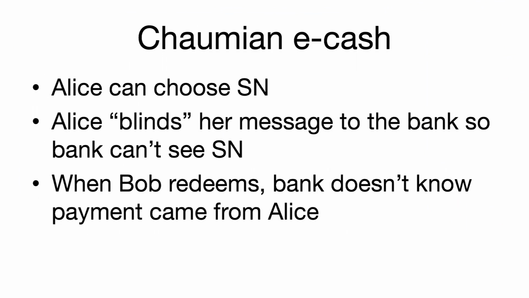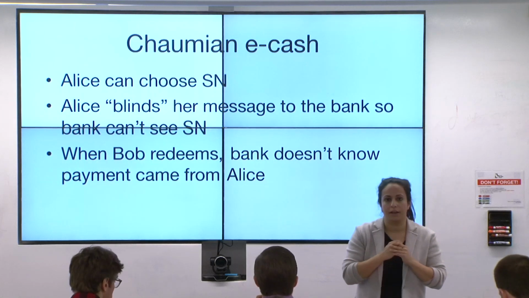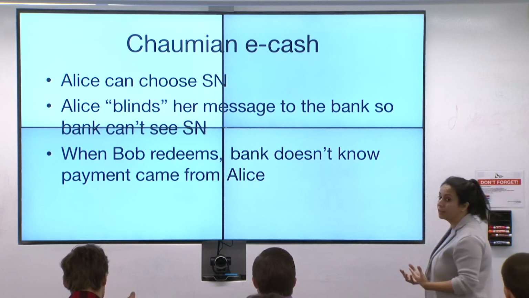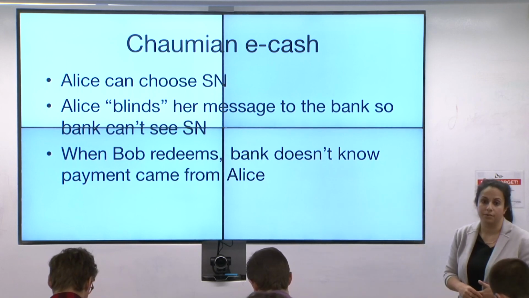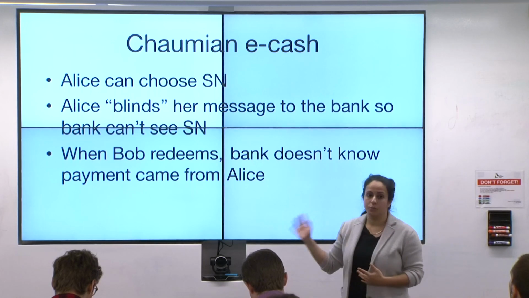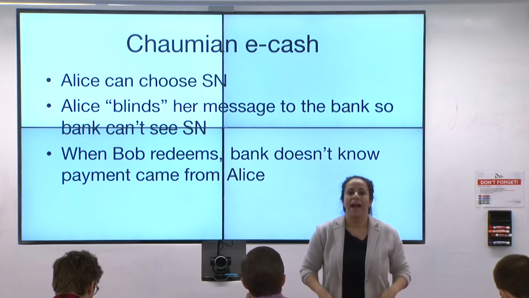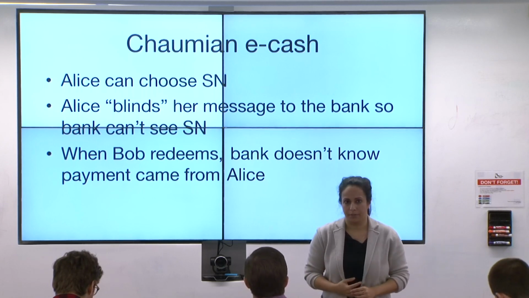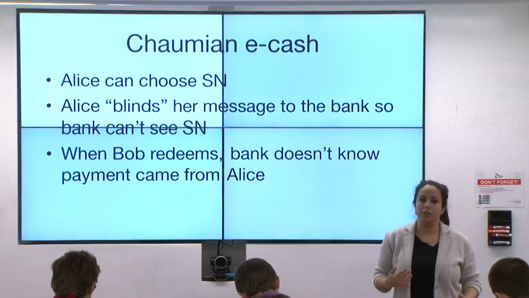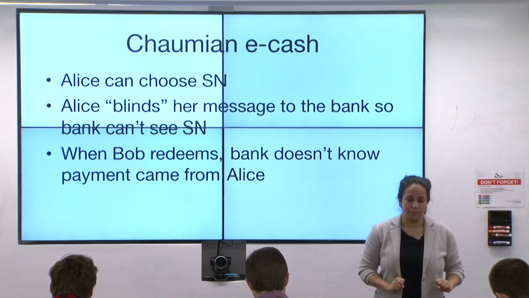There's this notion of something called Chaumian eCash. David Chaum is a cryptographer, and he developed this system which has slightly nicer properties than previous forms of eCash. The key idea here is that instead of the bank choosing the secret number, Alice chooses the secret number. And we have ways of generating random numbers that we can be fairly sure are unique, so we can let everybody generate their own random numbers.